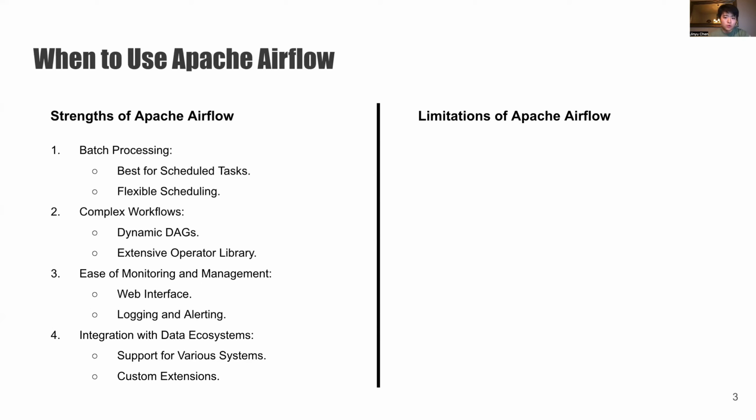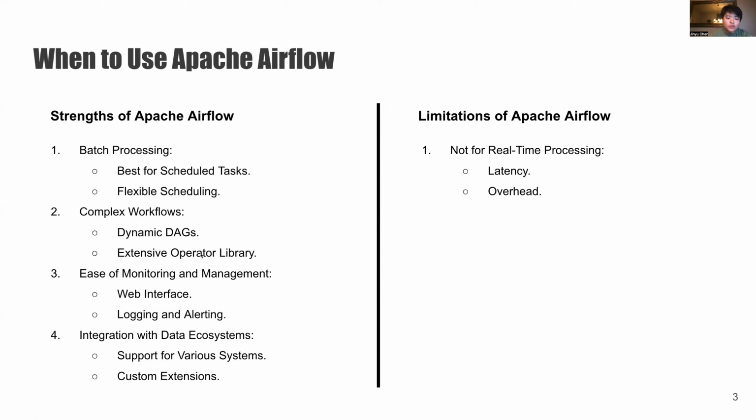Right now I'm going to talk about the limitations of Apache Airflow. Okay, not for real-time processing, right? Because Airflow is designed for batch processing and is not optimized for real-time data processing. Task execution is typically not instantaneous, and there can be delays due to scheduling and resource allocation.